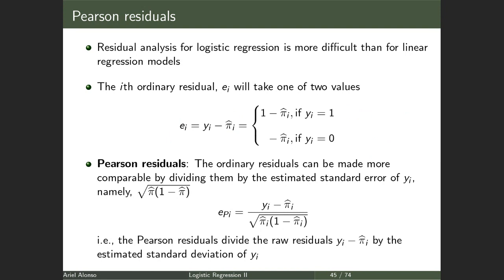What are the Pearson residuals? These are the ordinary residuals, the ones you were using before, but now you divide them by the estimated standard error of y. And what is the estimated standard error of y? Y is Bernoulli. So the variance of a Bernoulli is pi times 1 minus pi. The standard error, you calculate the square root of that. And this is called the Pearson residuals.